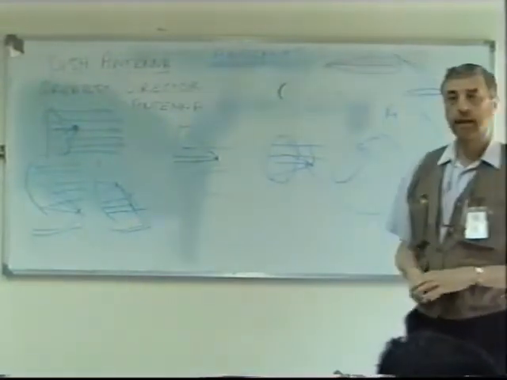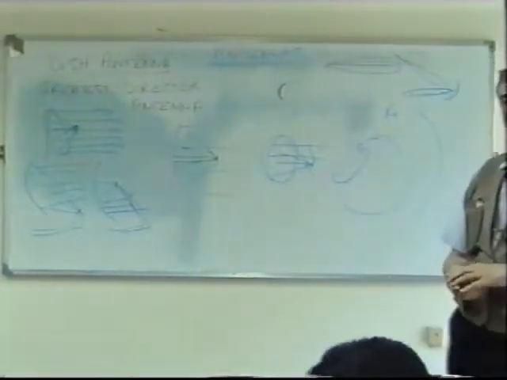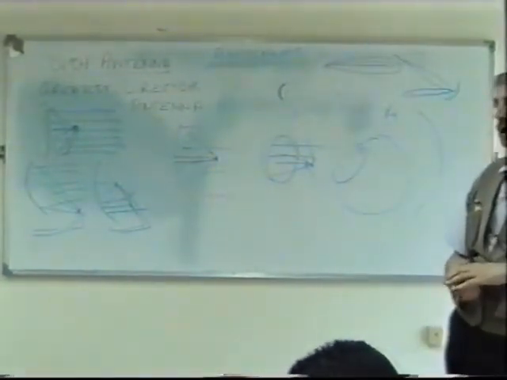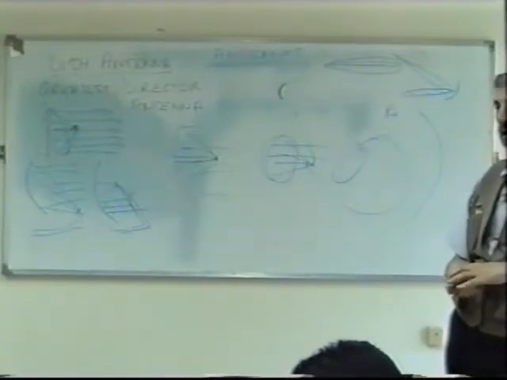The dish, the reflector, isn't it supposed to just capture as much as possible of the radio waves?